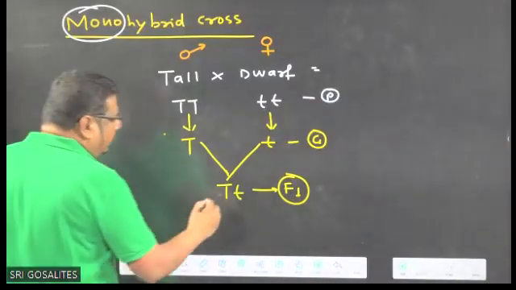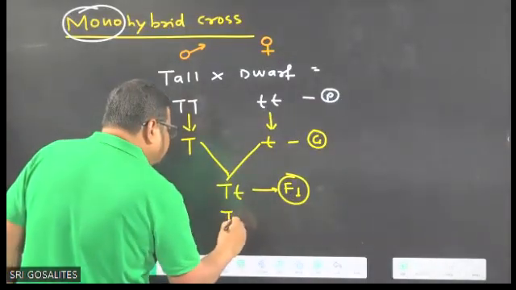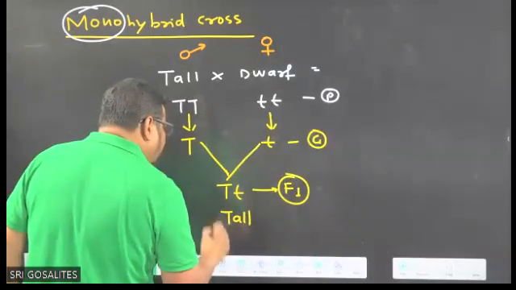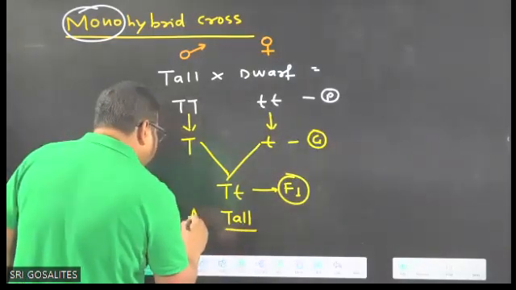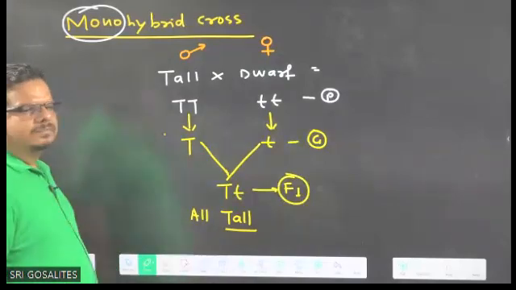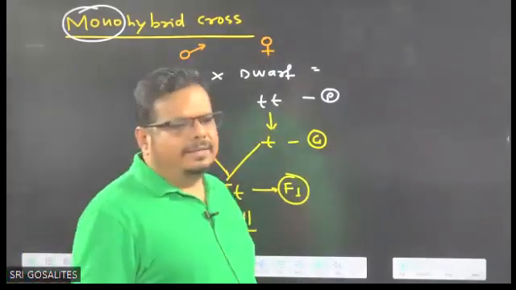What did Mendel report in the F1 generation? All the progeny he obtained after growth of this were tall. All tall progeny he got. Is it clear in the mind?